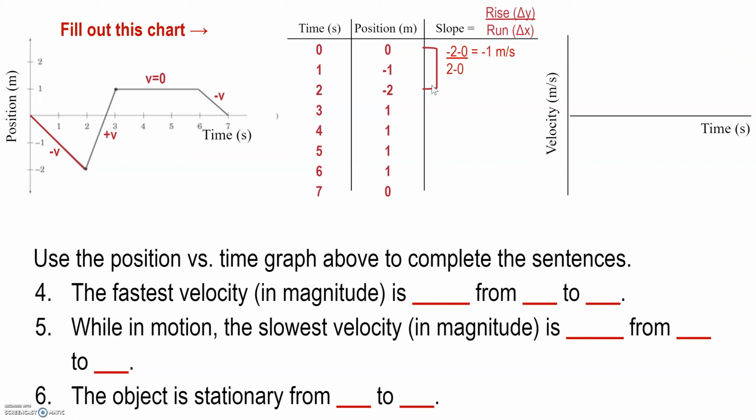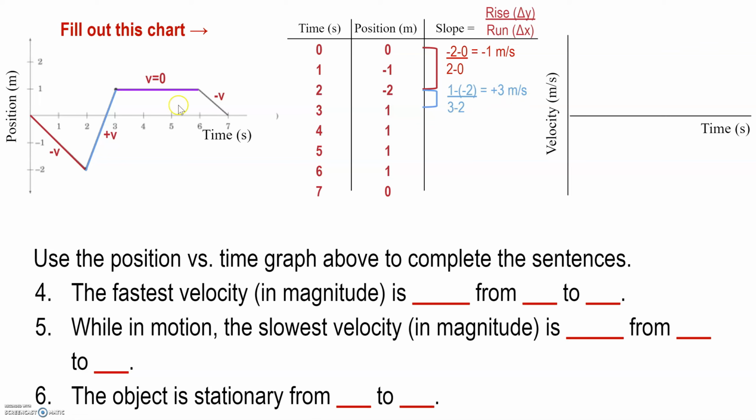To calculate this, we take a change in y. Our final position is -2, our initial is 0, over a change in time, 2 minus 0. So my slope for this segment is going to be -1 meters per second. For the second segment, between 2 and 3 seconds, we are changing our position from -2 to 1, okay? That means my final position is 1, and I'm subtracting my initial position, -2, over the final time minus the initial time. When I calculate that out, that gives me +3 meters per second.